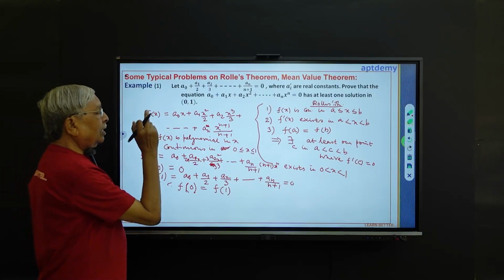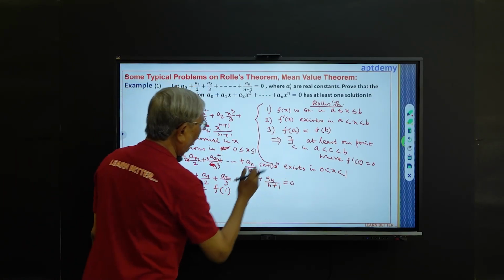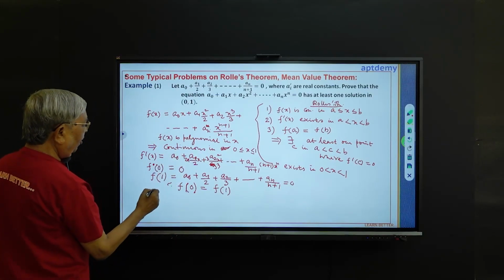So what is the conclusion? There must exist at least one point between a and b. Here, what are our a and b?